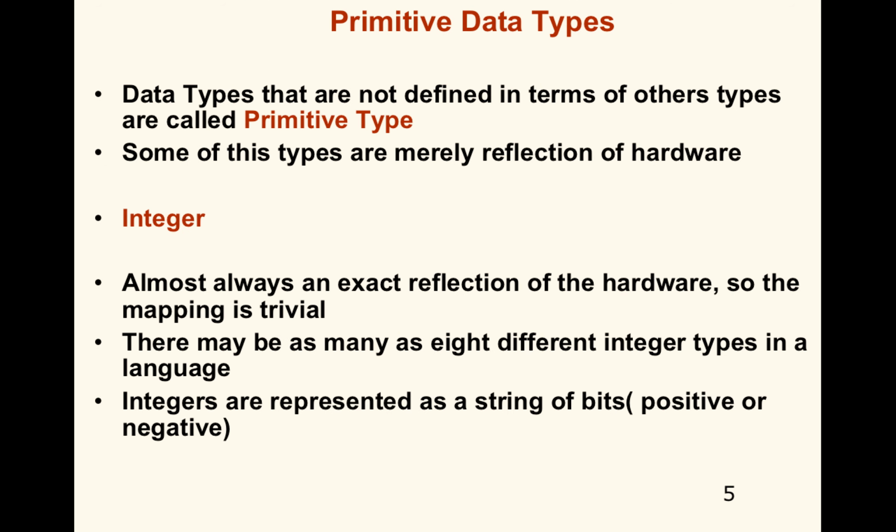So let's talk about primitive data types. Primitive data types are built into the language. They're not defined by the user. They're given to the user, and they exist whether the user uses them or not. All languages generally have primitive data types. So data types that are not defined in terms of other types are called primitive data types. They're the smallest base unit.